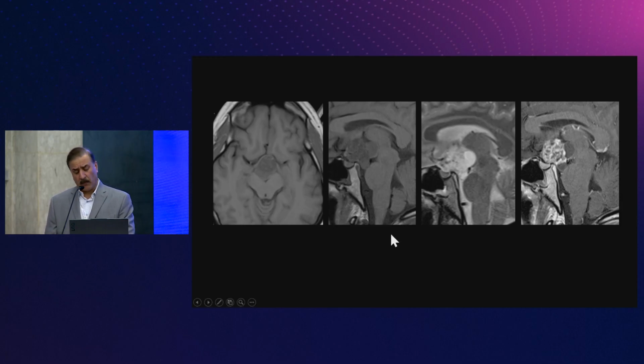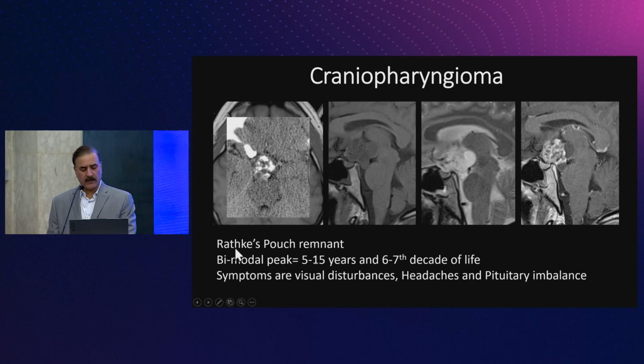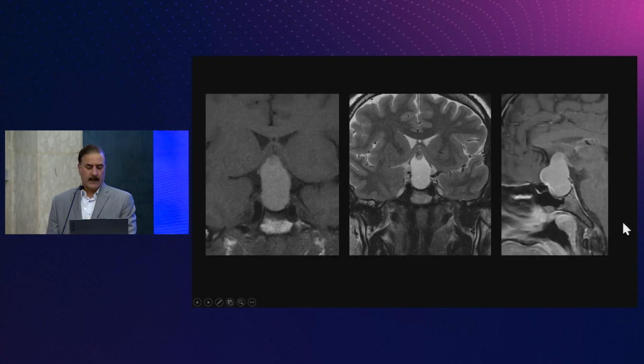You can have adamantinomatous craniopharyngioma, which has all the three components that I just showed, but you can have a papillary craniopharyngioma, which is completely solid with no calcific or soft tissue component, which is more commonly seen in the older age group in the later half of life as compared to the early 5 to 15 age group. So it's a remnant of the Rathke cleft pouch.